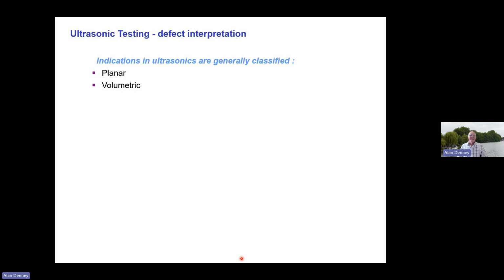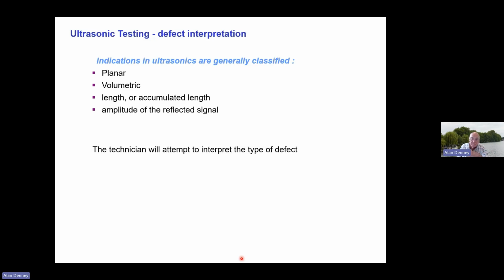And how do you interpret and report your indications? Well, in ultrasonics, you generally report them as whether they're planar defects or volumetric defects. You look at their length or their accumulated length. You look at the amplitude of the reflected signal. And there is a requirement in some codes and standards to try and interpret the type of defect.